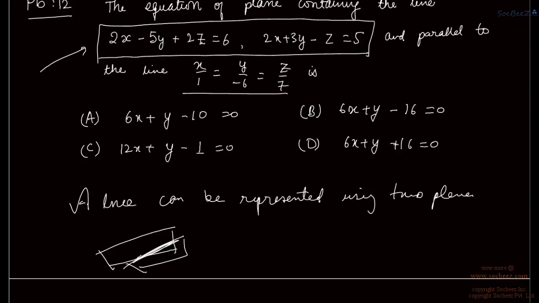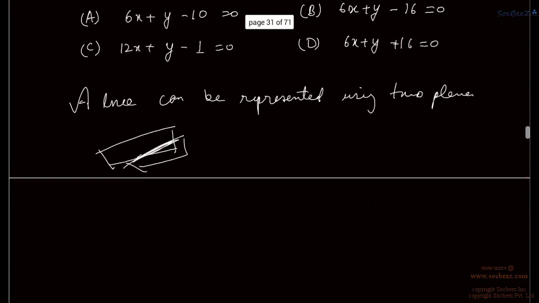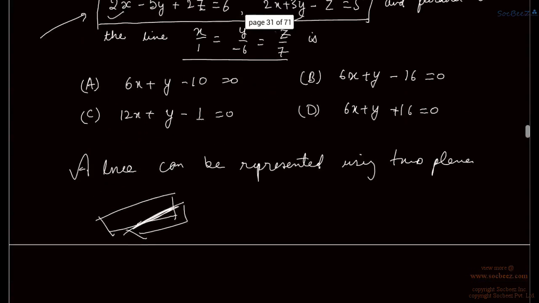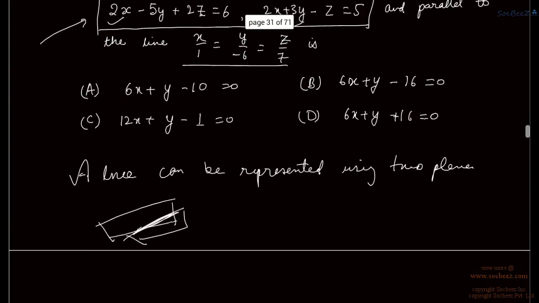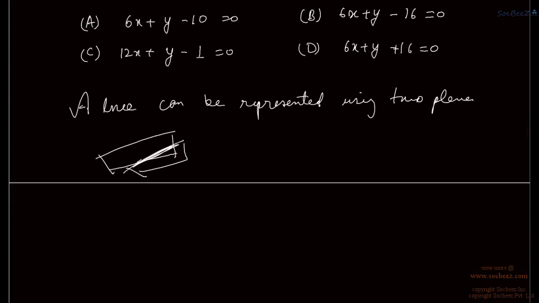Okay, so the equation of the plane containing the line this, and which is parallel to the line this. Okay, right? So let us find the equation of the line which is the intersection of these two planes, this plane and this plane. So we have two planes, 2x minus 5y plus 2z is equal to 6.